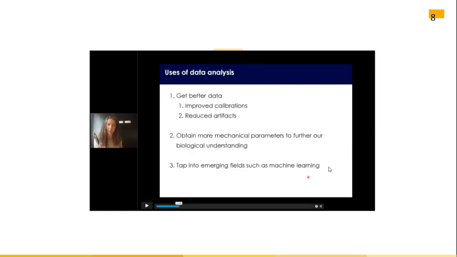Data analysis is used in AFM for the following reasons. One is to obtain better, more accurate data. Two is to have more mechanical parameters for better understanding of the biological structures. And three is to tap into fields such as machine learning.